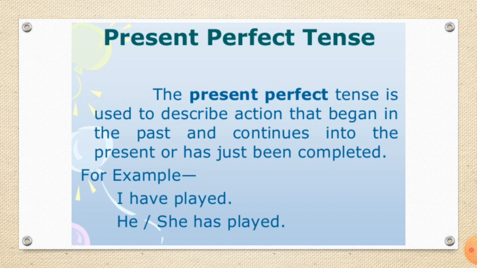Now we will see when to use present perfect tense. The present perfect tense is used to describe an action that began in the past and continues into the present or has just been completed. Okay? It means a recent completed action whose time is not known. For example, I have played, she has played, Mahindra has written 4 novels. We don't know when Mahindra has written.